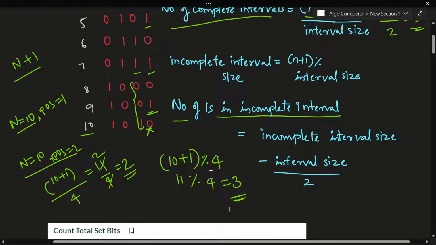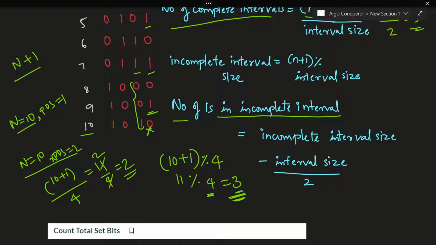Now, how many ones will be there in that incomplete interval? We previously saw that the number of ones will be the lower half of a particular interval. The upper half will all be zeros and the lower half of an interval will all be ones. So, if the incomplete interval size is 3, can we say that the actual interval size is 4 and the incomplete interval size is 3?